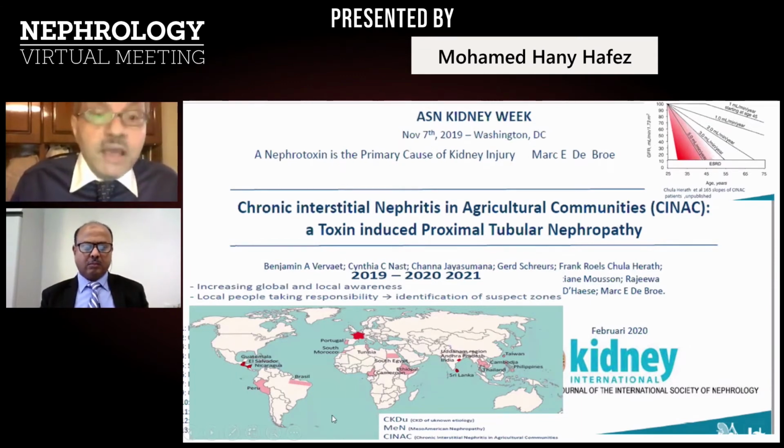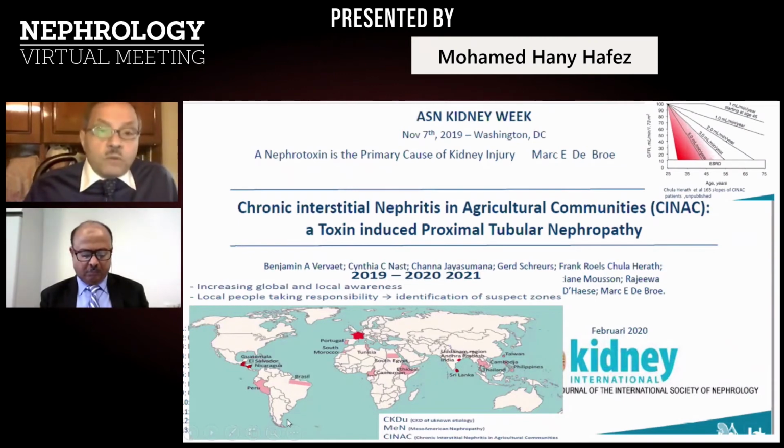But there are some areas in the world, as you see in this map, which are more prone, including the Mesoamerican nephropathy. We see areas here like El Salvador, Nicaragua, Brazil, and Peru. And it could also be an explanation for CKD of unknown etiology, like the metal story that I gave you an idea about.